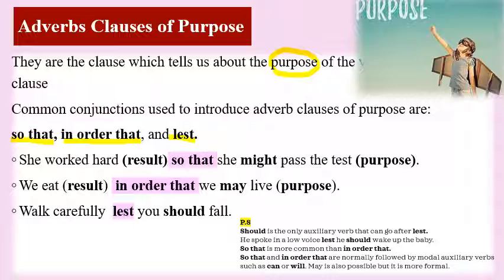Here there is a note that I need to add. For example, should is an auxiliary which can be used after lest. It is the only auxiliary which you can use after lest. And when you use so that or in order that, usually they are followed by auxiliary verbs like will, may, and can. So at the end of our lecture, we are going to make a table which gathers all these tools so that you can differentiate between them and you know the function of each of them.